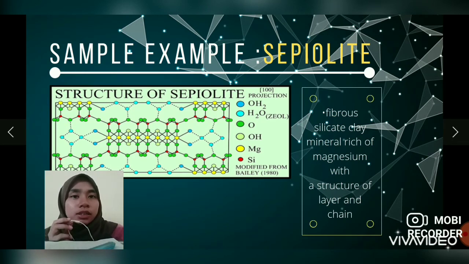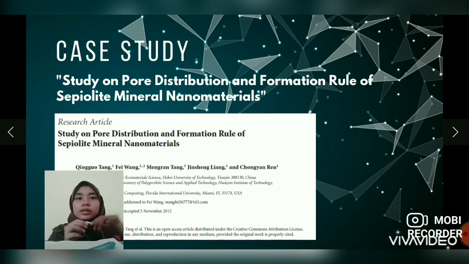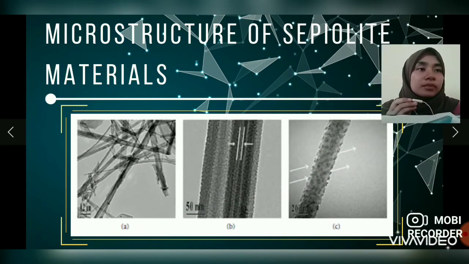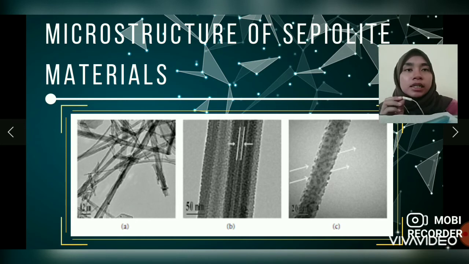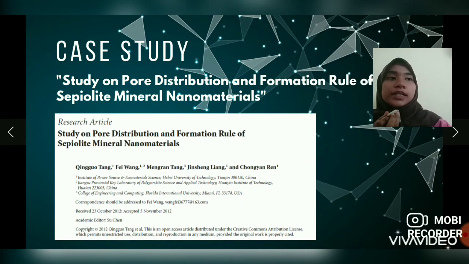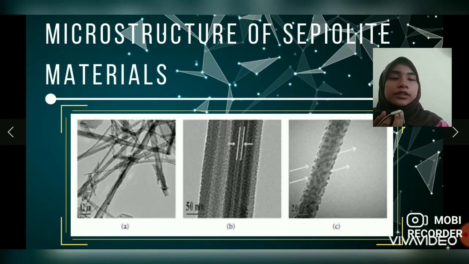This is not under the EM microscope, but is the structure of sepiolite. Based on this article, study on pore distribution and formation role of sepiolite mineral nanomaterials. Based on that article, this is the microstructure of sepiolite minerals under TEM microscope. Okay, and I will proceed to the results of these articles. This is the microstructure of sepiolite minerals under TEM microscope.